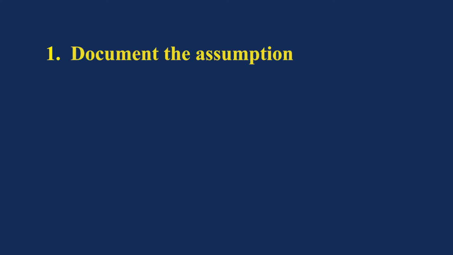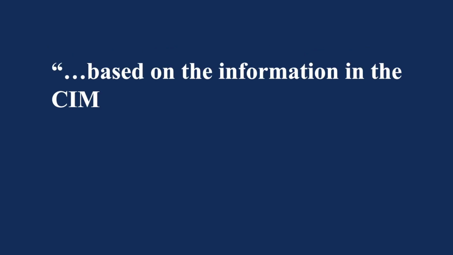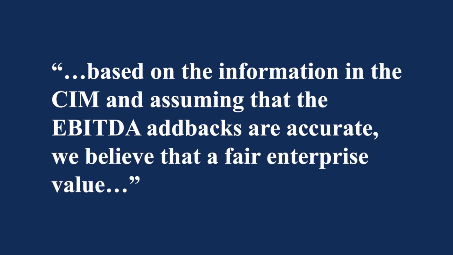The first is to document the assumption required to achieve the valuation range stated in the indication of interest. To be clear, this should never be done with negative language. Instead, identify the assumption with neutral language. Something like, based on the information in the CIM, and assuming that the EBITDA addbacks are accurate, we believe that a fair enterprise value, and so on. This way, I haven't insulted the analysis presented or the company, but by detailing the information I am most skeptical of in the letter, I maintain credibility in the event that this information turns out to be false and valuation needs to be revised.